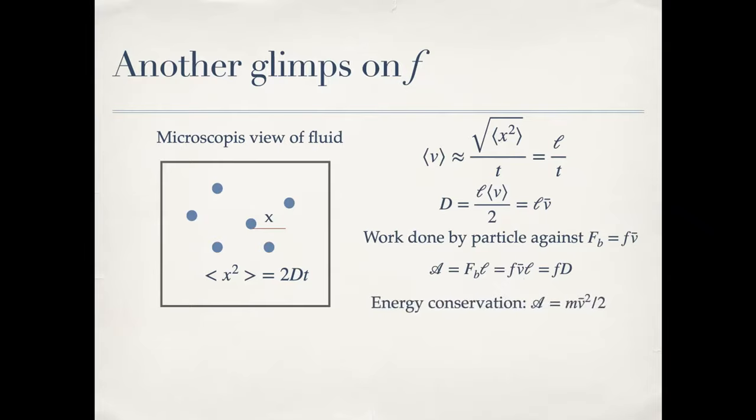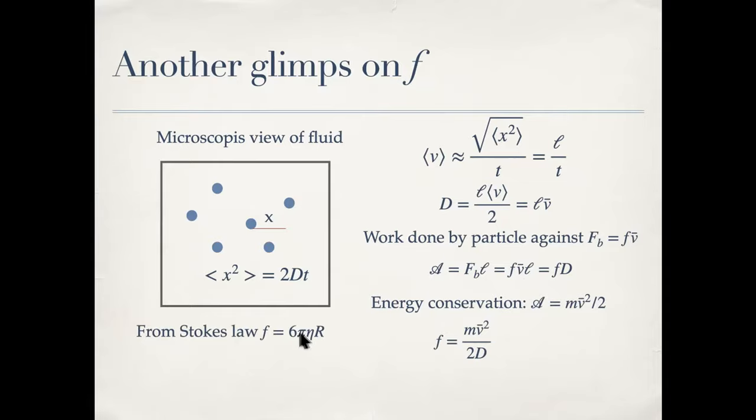But if I spend some work on it, then of course I have to lose some energy. And this work done by the particle is done at the expense of the energy, which in this case is just the kinetic energy. The kinetic energy is the mass of the particle times the mean velocity squared divided by 2. If I compare these two expressions, I find out that my coefficient F is equal to M mean velocity squared divided by 2D. All right, so this is another glimpse on the coefficient F.